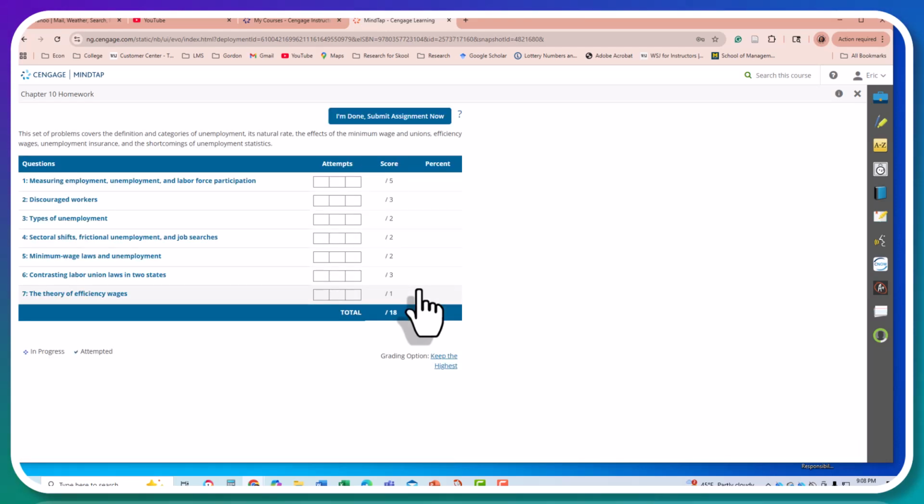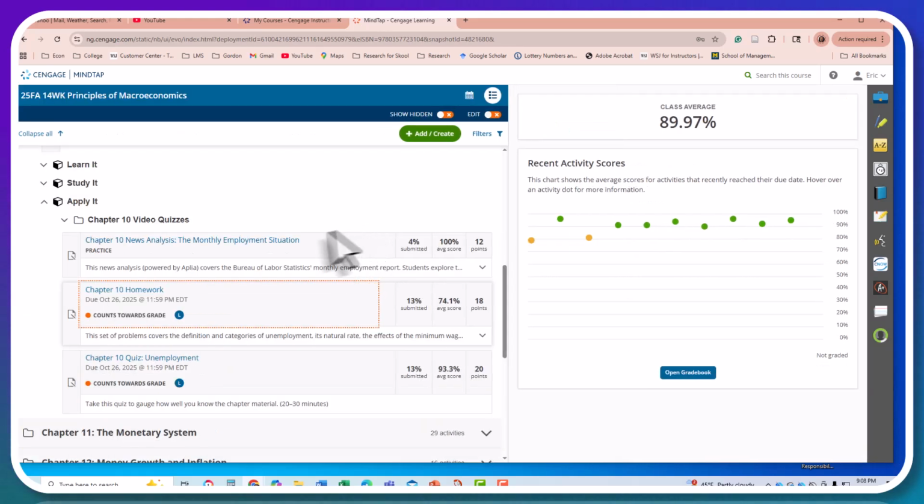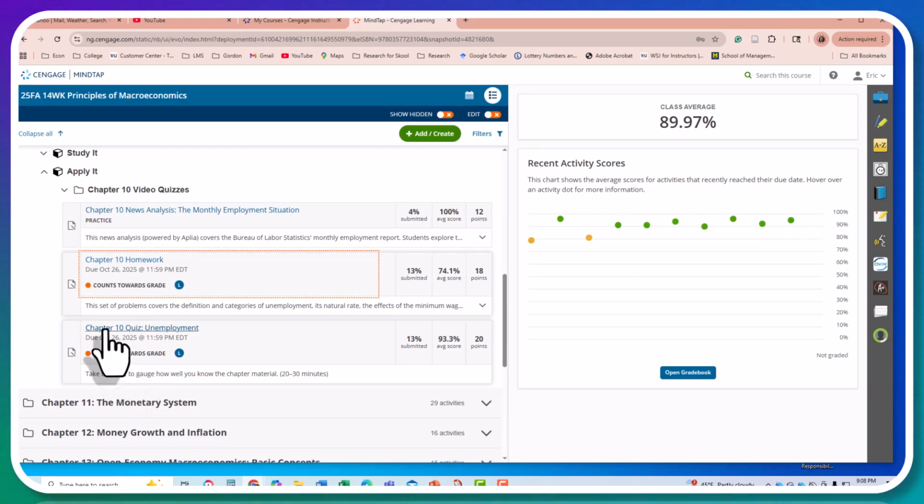Devil's advocate as it relates to unions. And that starts on page 203. Okay, let's get to the next one.